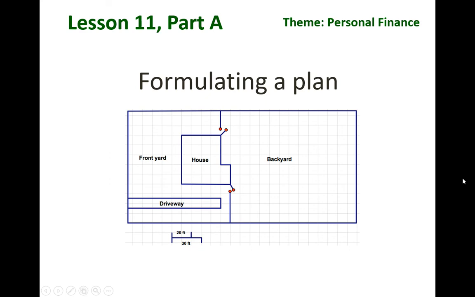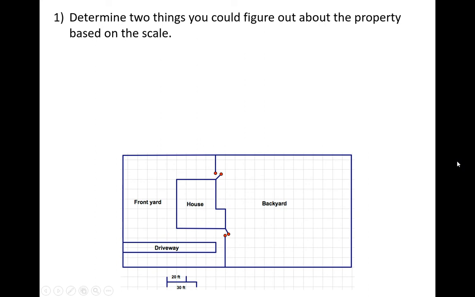All right, so now we're going to move on into lesson 11, part A. And let's look at this picture. This looks like it must be a lot. Notice the grid. They tell us that 2 squares is 20 feet and 3 squares is 30 feet. So we can actually measure how large or how small things are. Each little square is 10 feet by 10 feet, or 100 square feet. It says determine 2 things you could figure out about the property based on the scale. Well, we could estimate the square footage of the house.